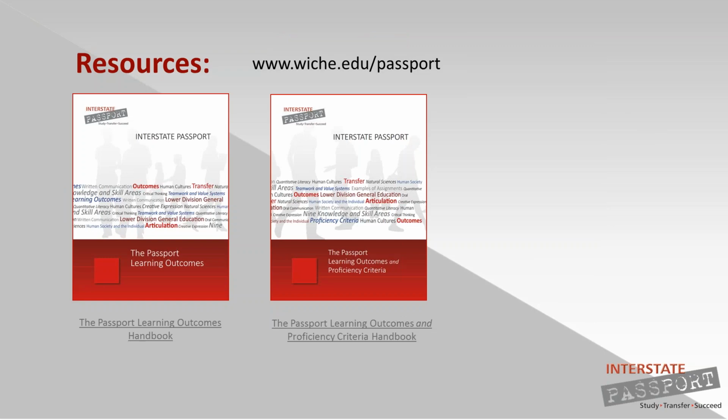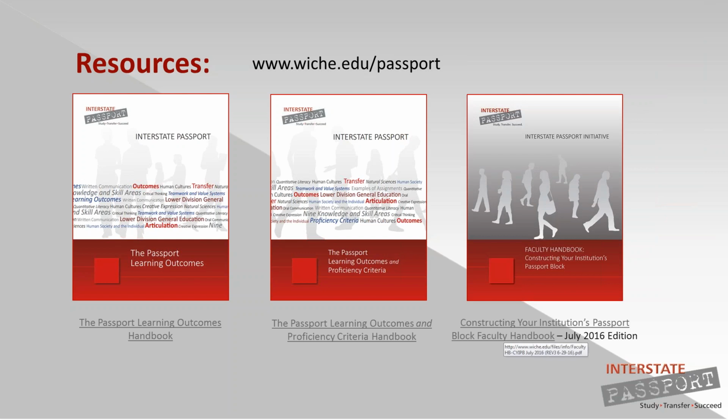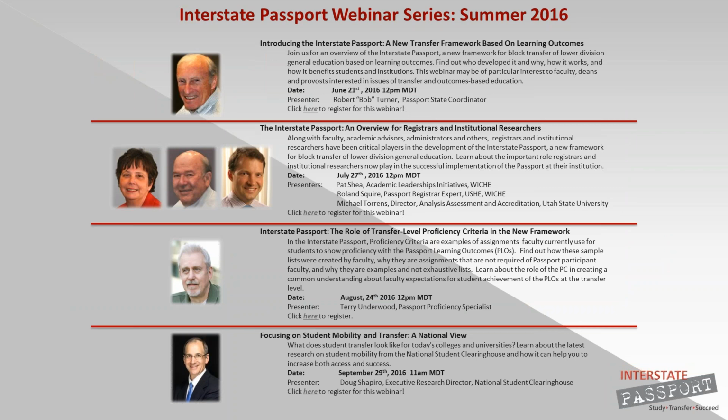We have a number of resources that are available. There are two handbooks that address directly the conversation that we've had today. One of those is a faculty handbook on the Interstate Passport learning outcomes. The second one is a handbook on the learning outcomes and the proficiency criteria. And the third is a handbook that came out in July 2016 on constructing your institution's passport block. All of these resources are available in PDF format at the passport website, which is www.wiche.edu/passport.